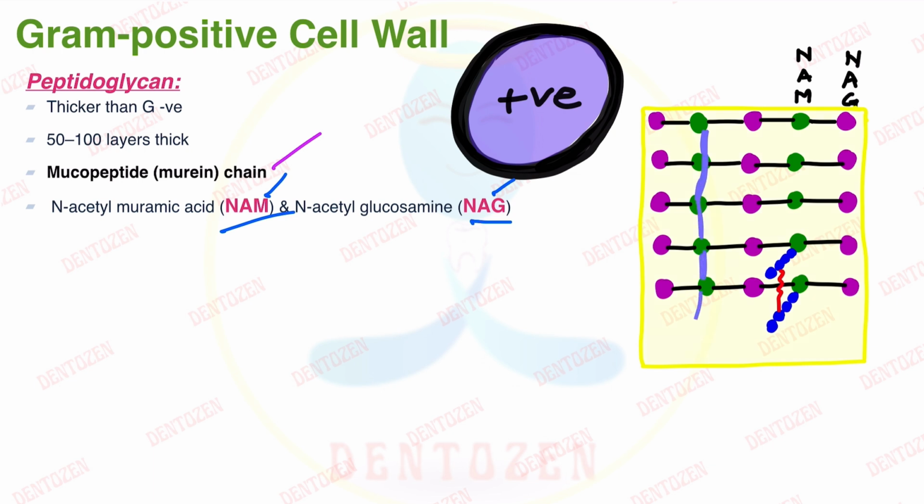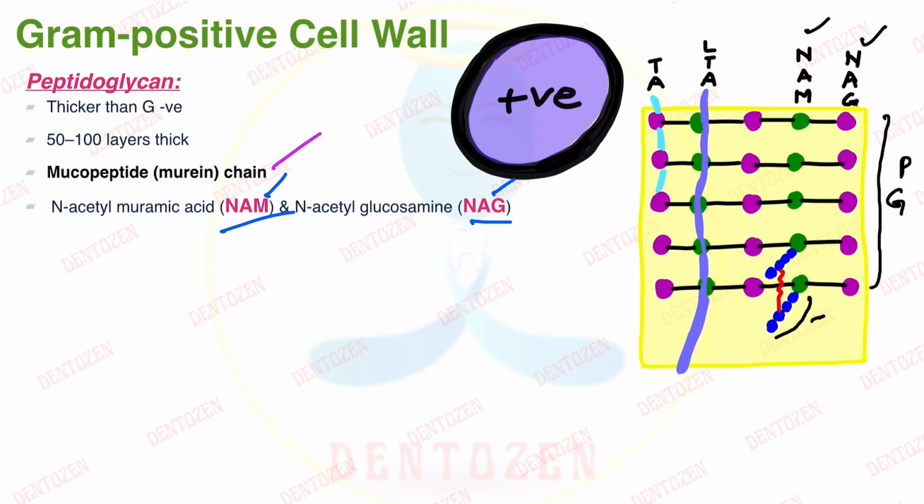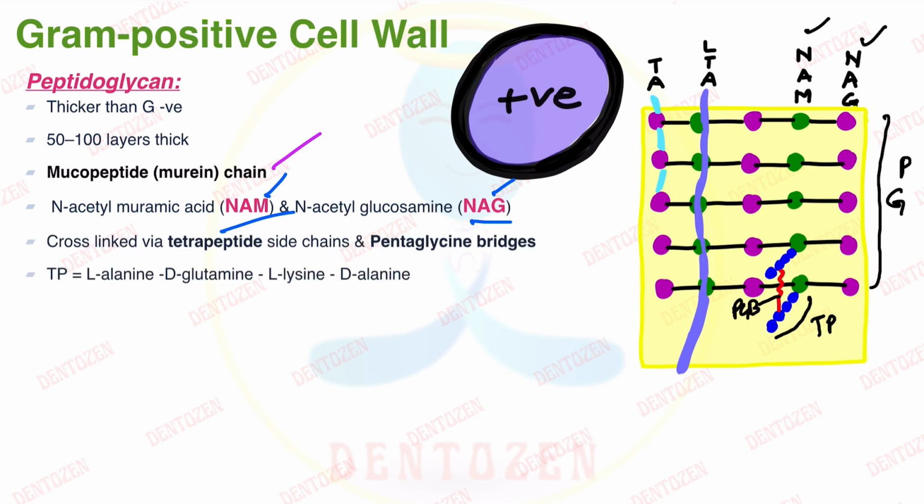The purple and light blue are the teichoic acids, which are also important components of the gram positive bacterial cell wall. So in short, the bacterial cell wall has a thicker peptidoglycan layer made up of two important molecules, NAG and NAM, alternating with each other in chains, cross-linked through tetrapeptides and pentaglycine bridges. So that is the bacterial cell wall peptidoglycan. This tetrapeptide may have these four peptides.